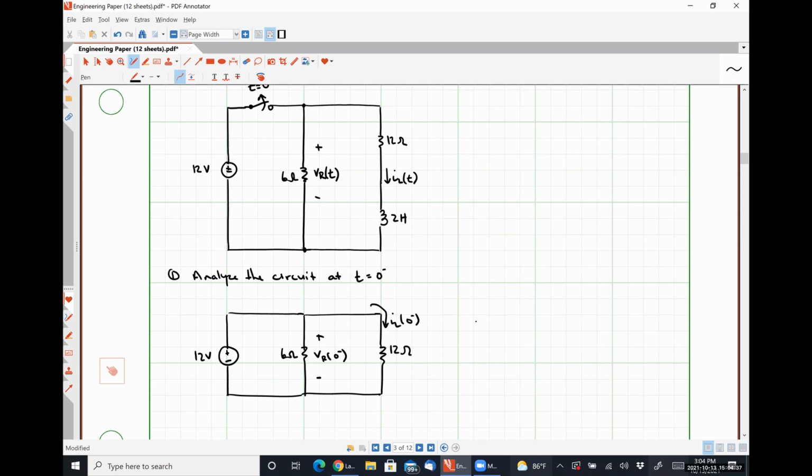So, we can see by inspection that our voltage drop across our resistor at t equals 0 minus is 12 volts, because there's a 12-volt source in parallel with that resistor. So hopefully that seems pretty straightforward. All right. How do we figure out what that inductor current is?